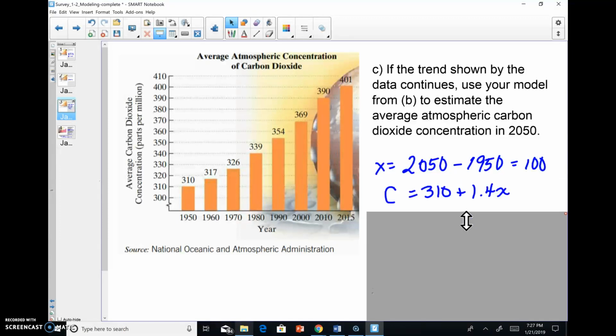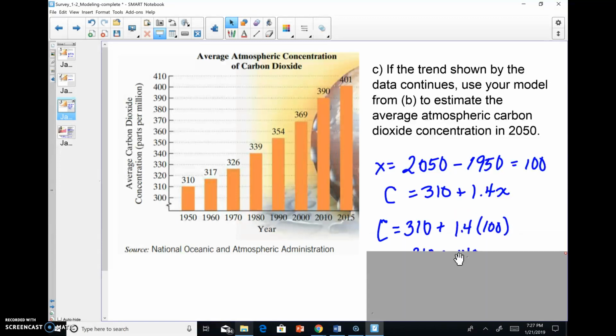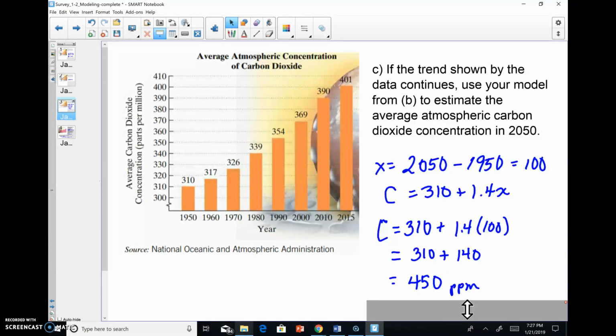So here's our model again. Take a moment and see if you can figure out what the carbon concentration would be. All right, we're just basically putting into a formula 310 plus our 1.4 times the 100 simplifies to plus 140. Doing the math, we get 450 parts per million. All right, let's see if you can do the next one a little bit more on your own.